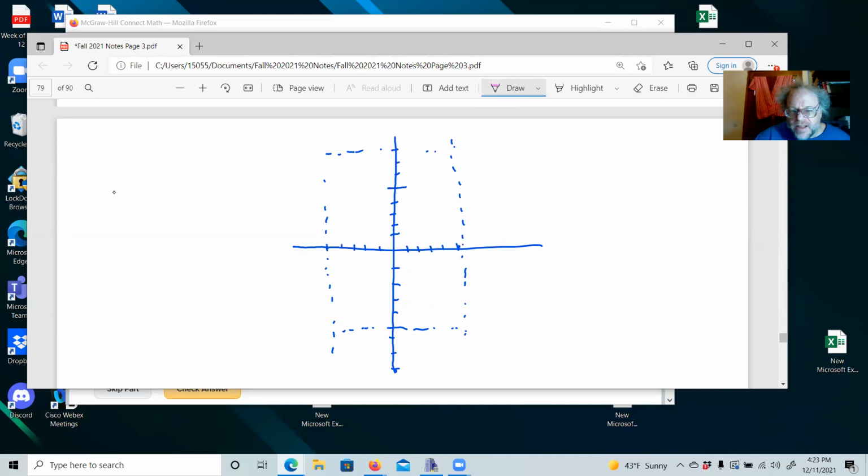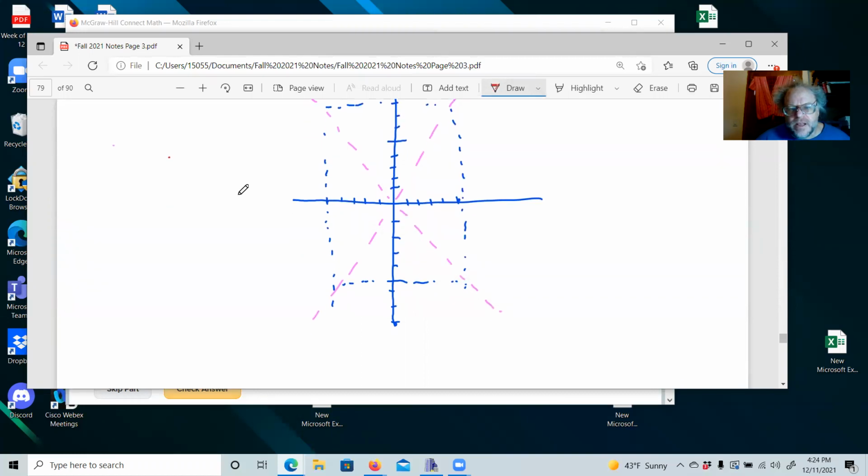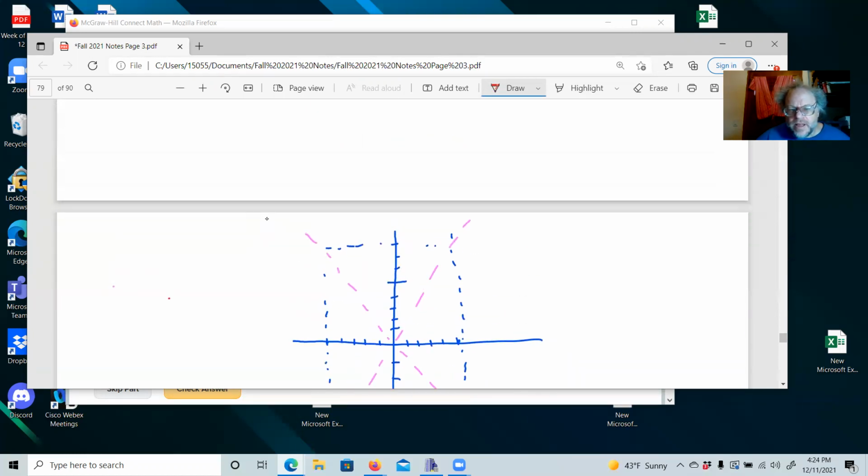So again, we have asymptotes. Now, where are my vertices? My vertices are in the y direction. So we're going to go down here, go and hug our asymptote, and hug our asymptote, and hug our asymptote.